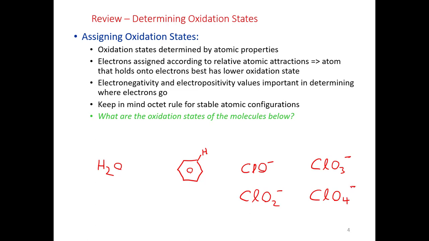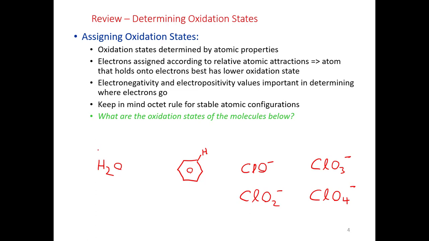With respect to hypochlorite, chlorite, chlorate, and perchlorate, and other polyatomic anions similar to these, you should know your naming conventions for these types of anions. So what are the oxidation states of the atoms in all of these compounds?